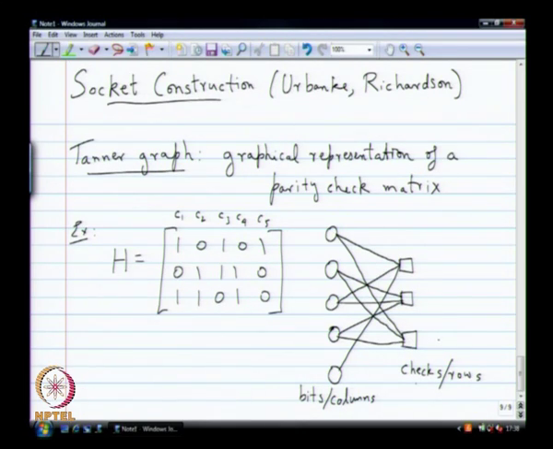Okay. So clearly there is a one-to-one correspondence between the Tanner graph and the parity check matrix. Given a parity check matrix, you can go to the Tanner graph. Given a Tanner graph, you can go to a unique parity check matrix. There is no doubt about it.